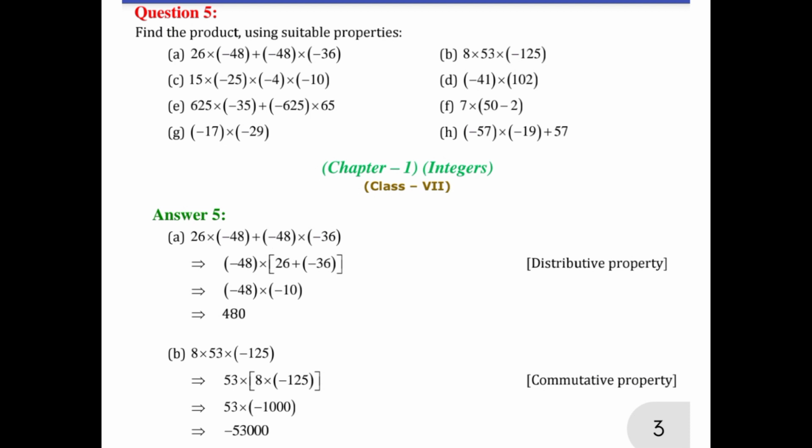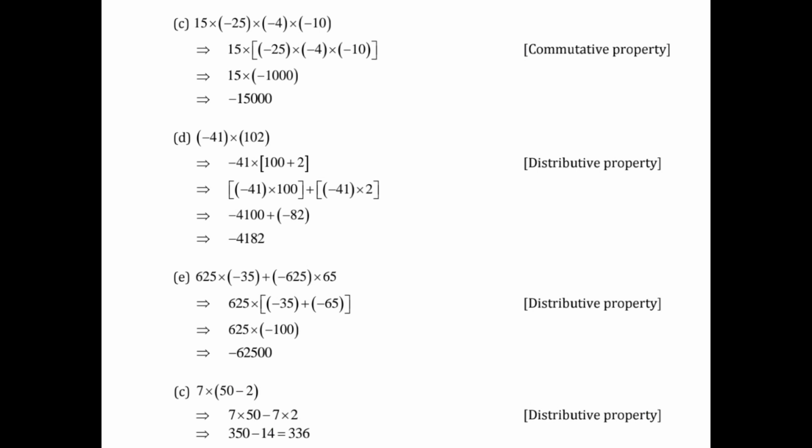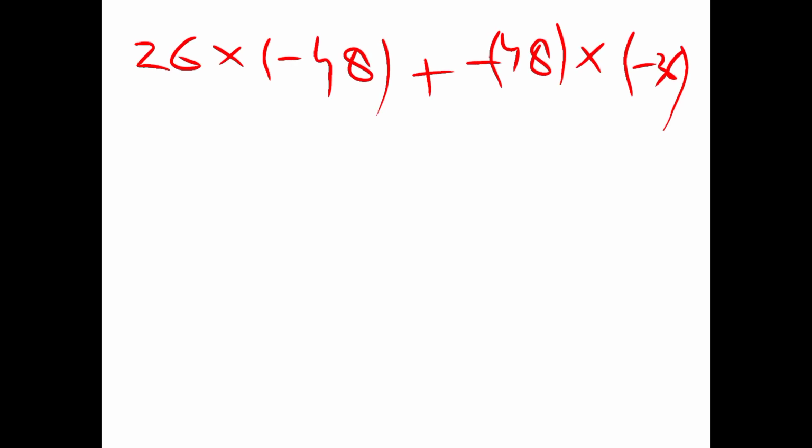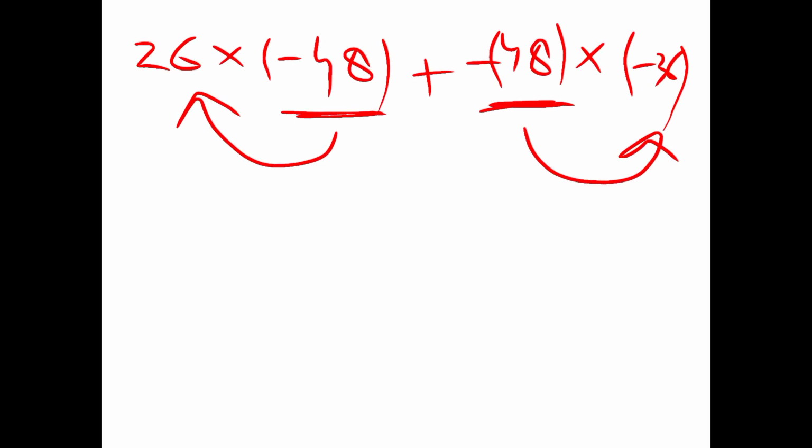Question number 5 is: find the product using suitable properties. See here, the A part is 26 multiplied by negative 48 plus negative 48 into negative 36. You can see that 48 is in multiplication with 26, and the same 48 is in multiplication with minus 36.